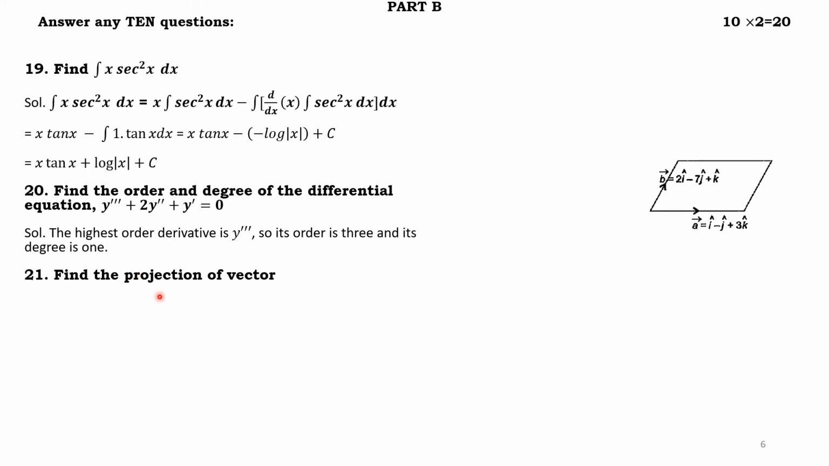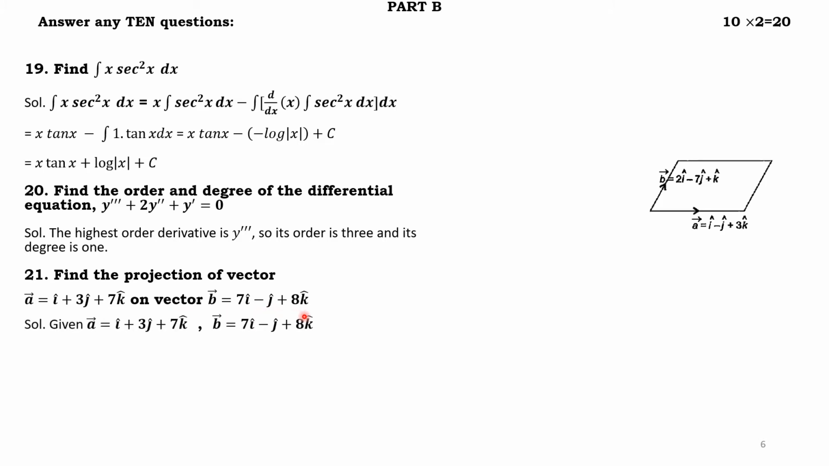Find the projection of vector A equals i plus 3j plus 7k on vector B equals 7i minus j plus 8k. So given A is equal to i plus 3j plus 7k and B is equal to 7i minus j plus 8k, the projection of A on B is given by the dot product A dot B divided by the modulus of vector B.